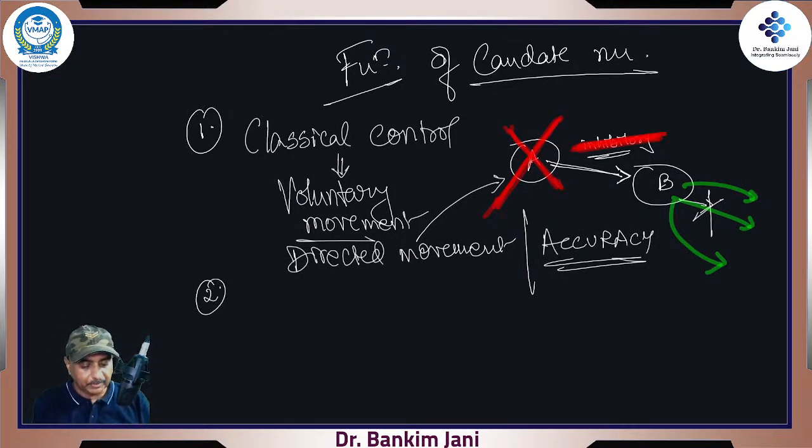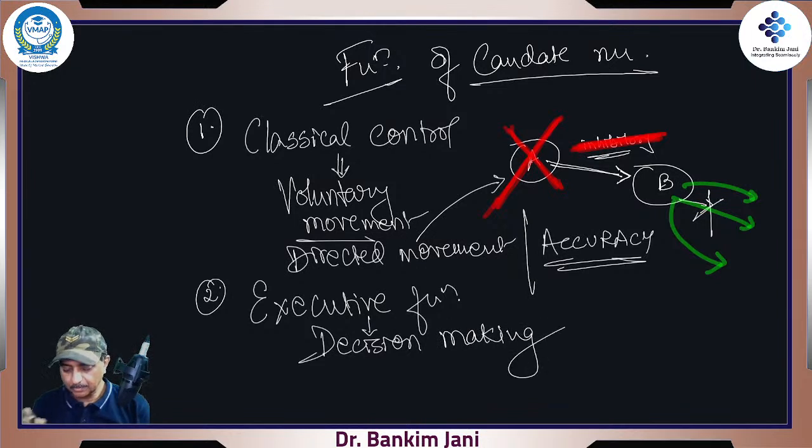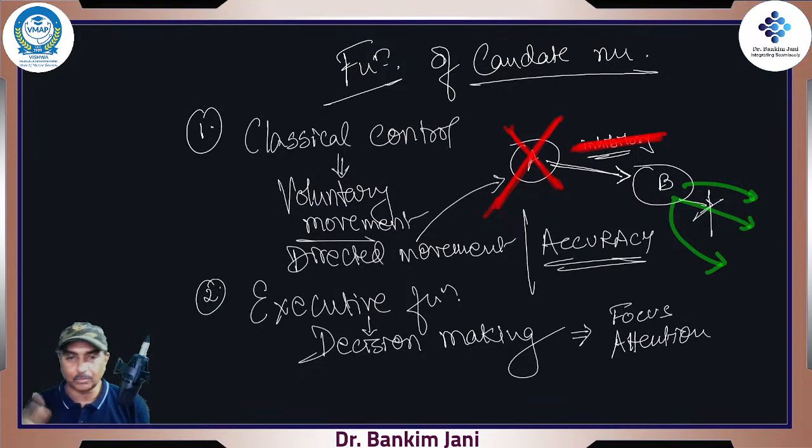The second very important function is executive function. When you say executive function, that means it is like decision making. This is the process in which there would be a requirement of focus and attention. So that is the function which would be carried out by the caudate nucleus.